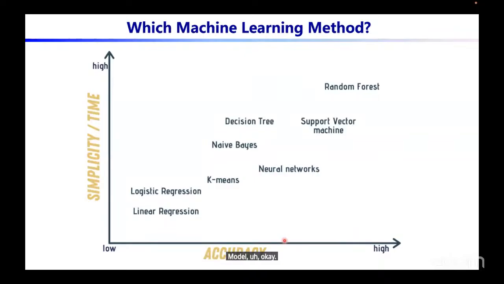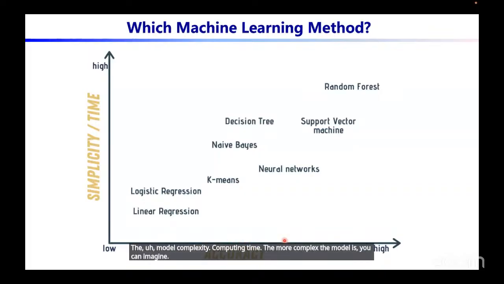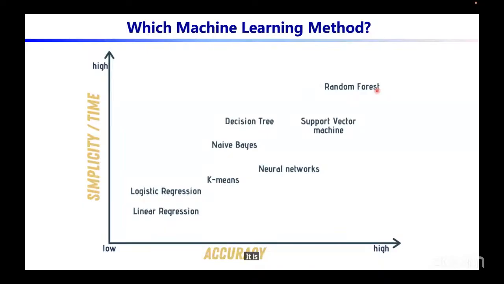Okay, now we have this concept of performance. Performance of AI is, of course, one important property of any machine learning method, right? Any AI. But there are other factors which are also very important, like the model complexity and computing time. The more complex the model is, you can imagine the more computing time. Random forest, as I showed you, is quite complex and takes quite some computing time.